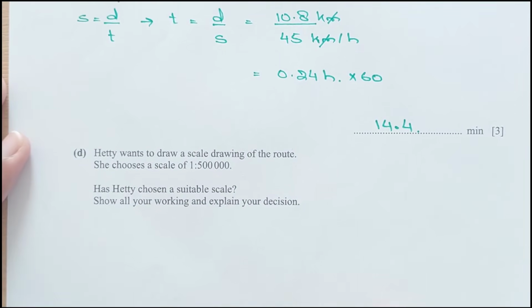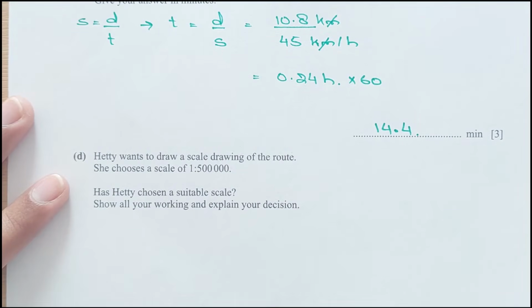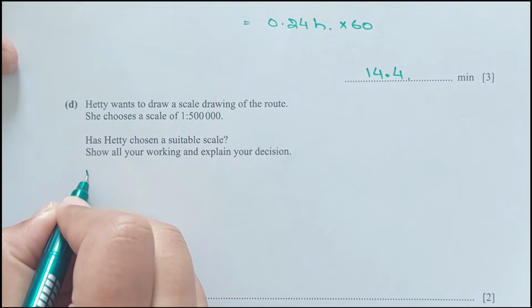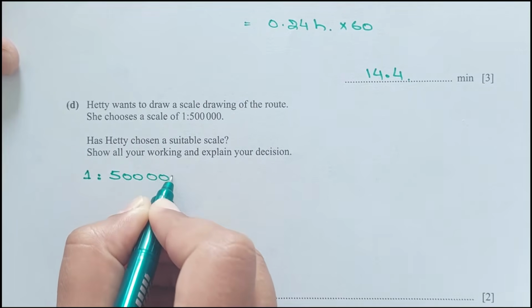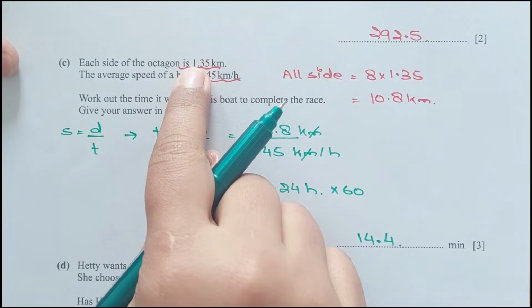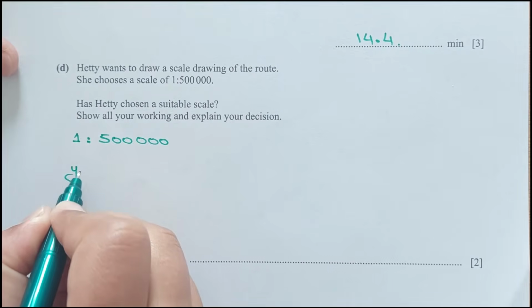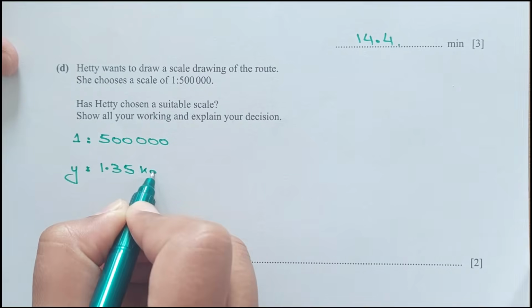Now for part D, Hetty wants to draw a scale drawing of a route. She chooses a scale of 1:500,000. Is this a suitable scale? Show all your working and explain your decision. Okay, the scale we have been given is 1:500,000, and we have been given the information that each side of the octagon is 1.35 kilometers.